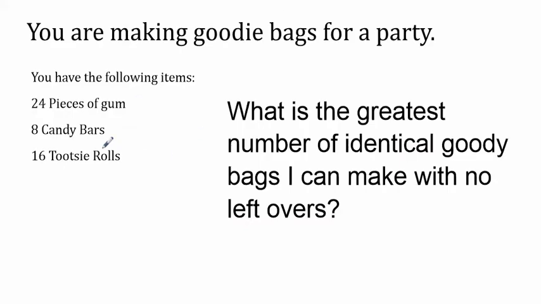Let's go back to that beginning problem. If you look at this, remember I had the following items: 24 pieces of gum, 6 candy bars, and 16 Tootsie Rolls. Well, that's just the greatest common factor problem. If I want to know the greatest number, that's just a hint of saying, ding, ding, ding, what's the greatest common factor? So the greatest common factor of all three numbers here, you can find a common factor. If you look at that, it looks like it's going to be 8 goodie bags.